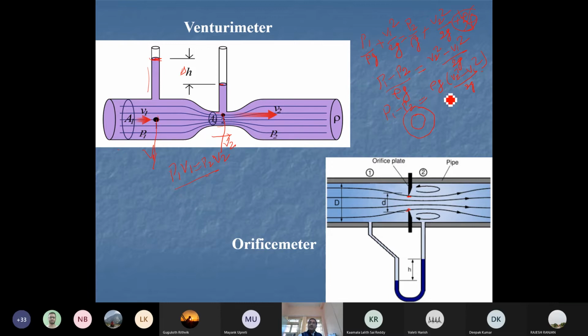So P1 minus P2, that is, we can write V2 square minus V1 square is equal to 2g into P1 minus P2 by rho g. And this particular relationship is equal to what? The head difference, that is what we have measured here. That is delta H in terms of head difference. So we can write this relationship as 2g delta H. And you know that, let me clean out here because you know it.